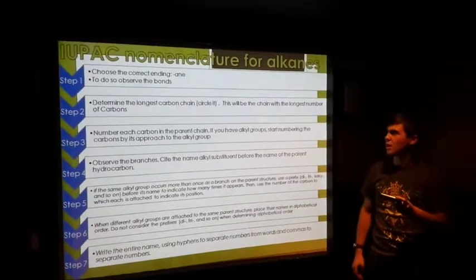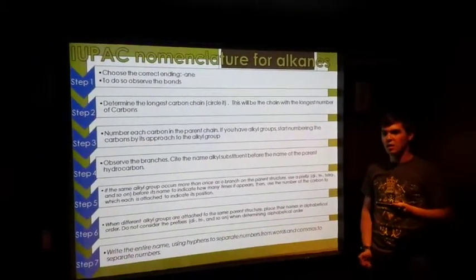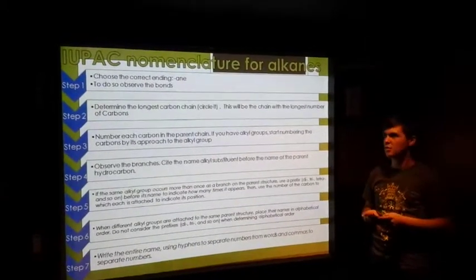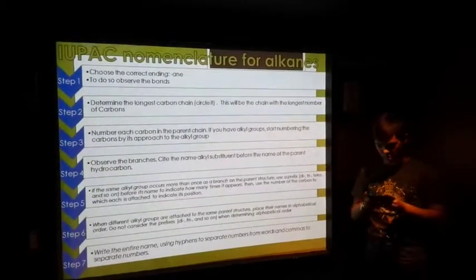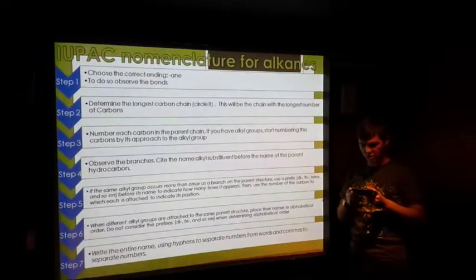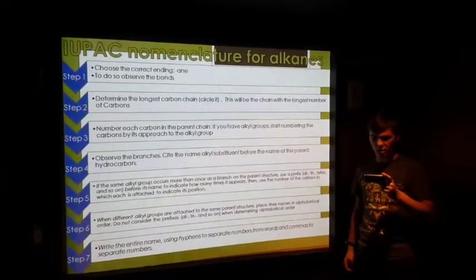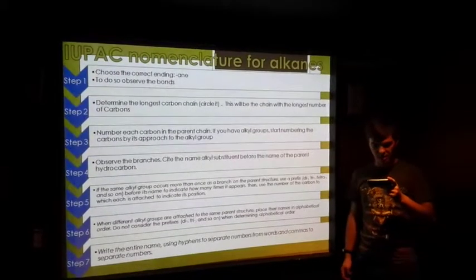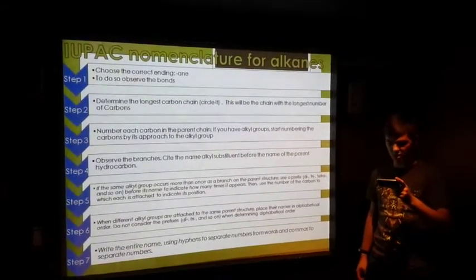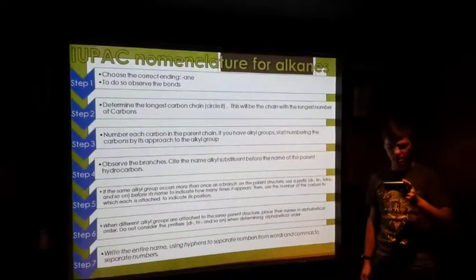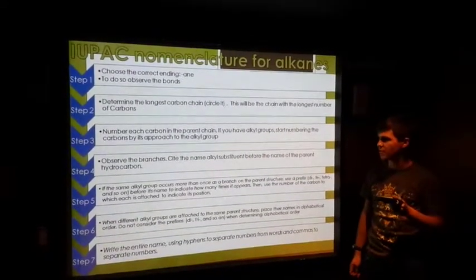IUPAC nomenclature for alkanes. Step 1 is to choose the correct ending, which is -ane. To do so, you have to observe the bonds. Step 2 is to determine the longest chain, and you may circle it. This will be the chain with the largest number of carbons. Step 3 is to number each carbon in the parent chain. If you have alkyl groups, start numbering the carbons from the end nearest the alkyl group.